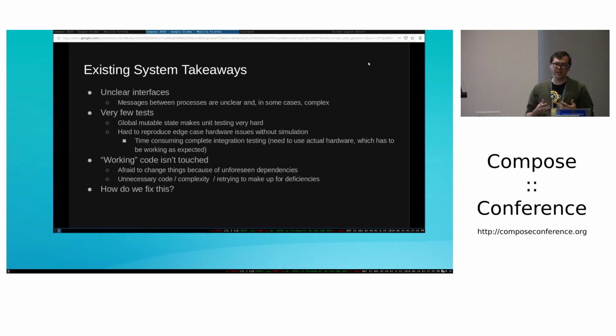We also had very few tests. The global mutable state, like I talked about, made it really hard to write tests. And then also, we're running this on real hardware, so you can't reproduce hardware edge cases on demand. I wish I could. That would make my job a lot easier. But we also at the time didn't have simulation. Thankfully, we do now. Leanne wrote a really great simulator.